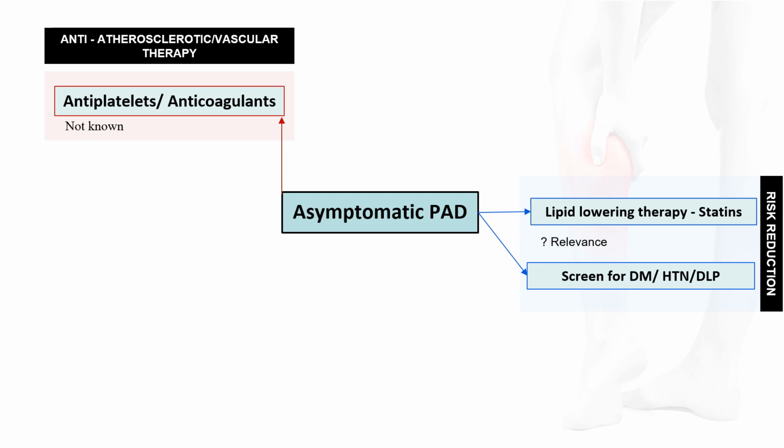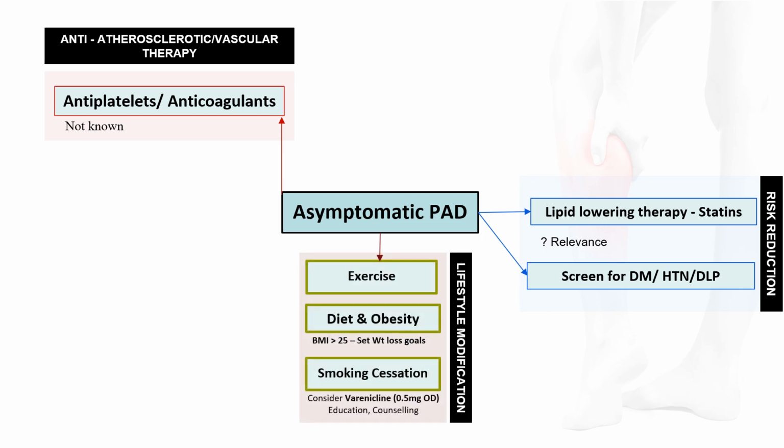Definitely you need to screen these patients for diabetes, hypertension as well as dyslipidemia. Lifestyle modification with exercise, diet and obesity control with a BMI less than 25 and smoking cessation, even considering the use of varenicline for the same, in addition to education and counseling, becomes vital.